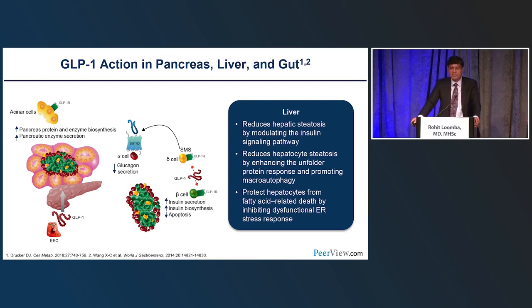Looking at GLP-1 action both in pancreas, liver, and gut. It reduces hepatic steatosis by modulating the insulin signaling pathway. It also reduces hepatic steatosis by enhancing the unfolded protein response and promoting macroautophagy. Protects hepatocytes from fatty acid-related death by inhibiting dysfunctional ER stress response. It's really important that this interplay between pancreas, adipose tissue, as well as liver leads to improvement in liver disease. The action of GLP-1 analogs are predominantly central, leading to decreased satiety and reduction in body weight, leading to improvement in liver disease.